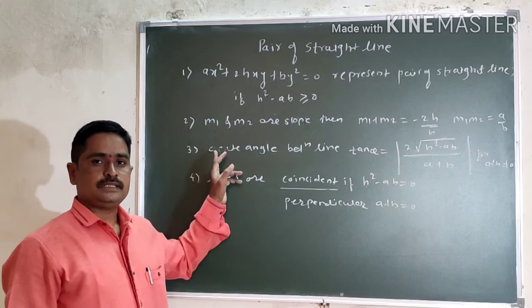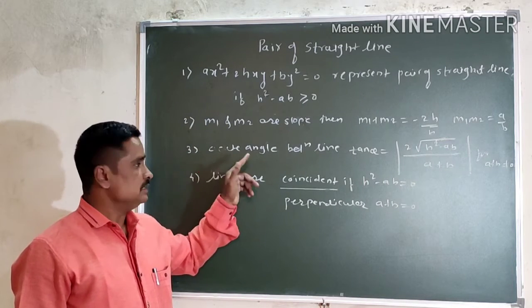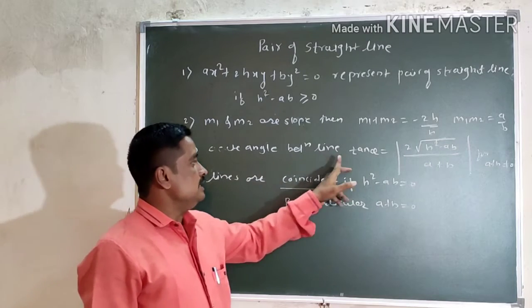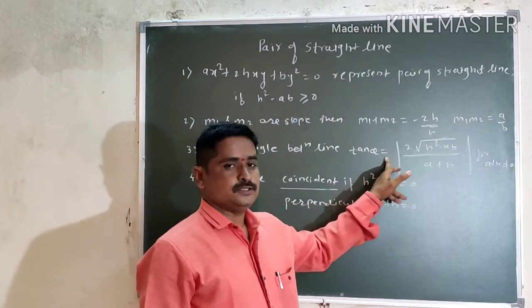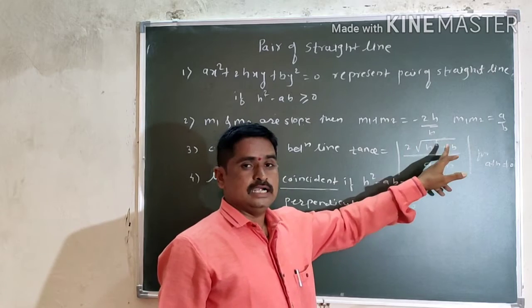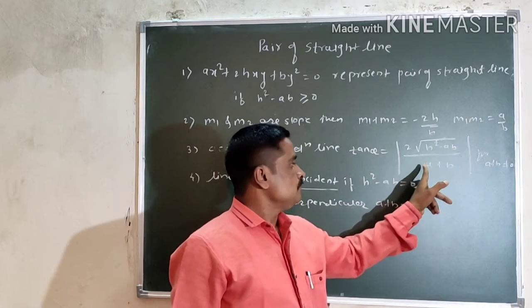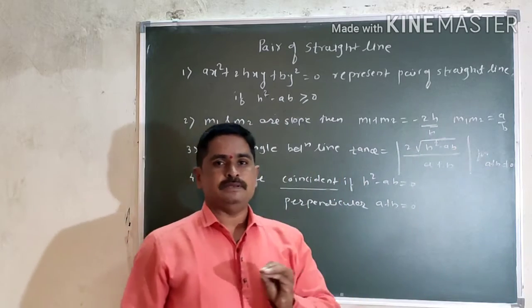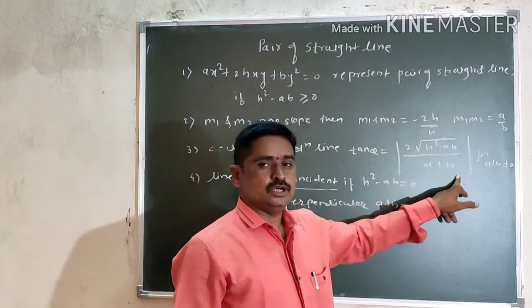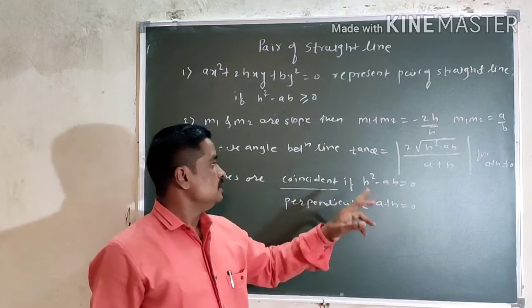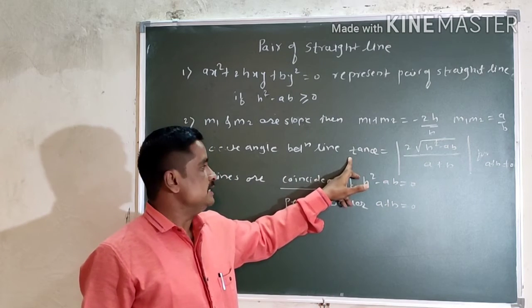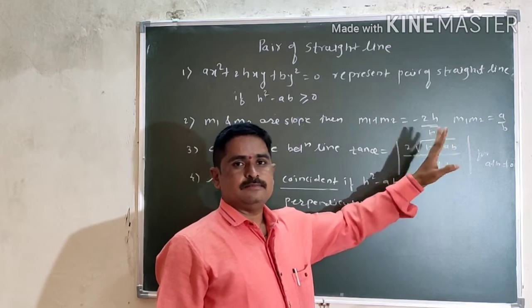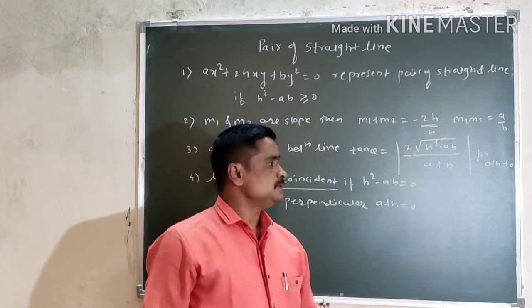Again, if L1 and L2 are the respective lines, then the angle between the lines is given by tan theta equals mod of 2 into under root h square minus ab by a plus b. Our restriction is that a plus b should not equal 0. Then we can calculate the angle between the two lines: tan theta equals mod of 2 into under root h square minus ab by a plus b.